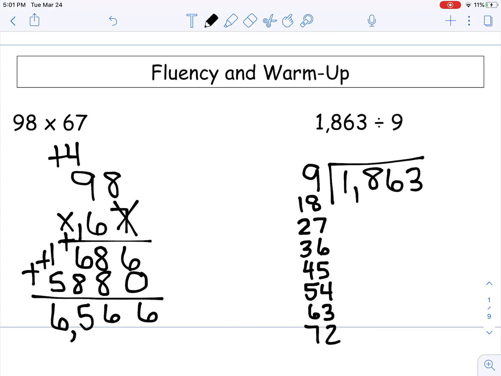72. Sorry, a little distracted. Max is being a little restless right now. Wants me to play with him, not do math.